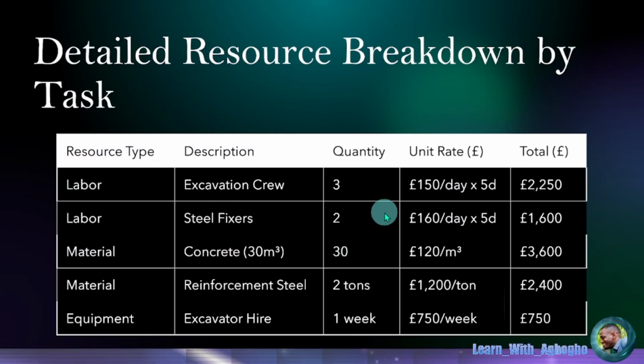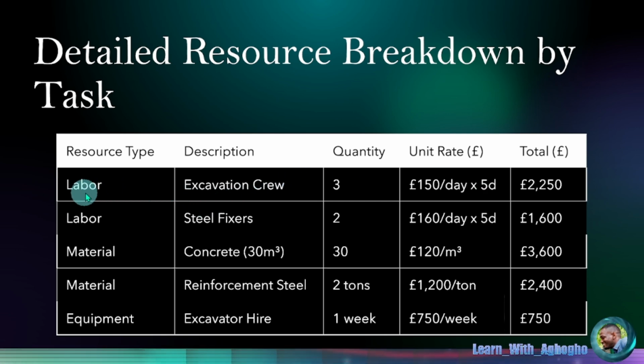Now moving on to these parts where we've got our detailed resource breakdown by task. So when you say detailed resource breakdown by task, we are talking about the labor and the type of labor by description that we need for the certain task, and the quantity of persons that is needed to carry out this task, the units in terms of per person that is needed, and the total value.